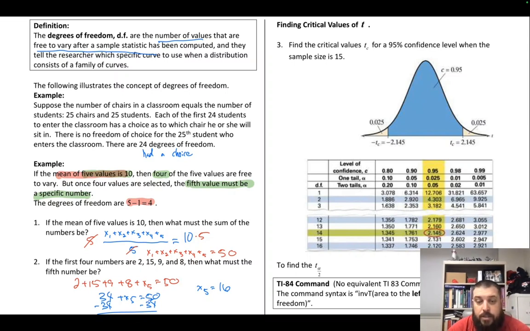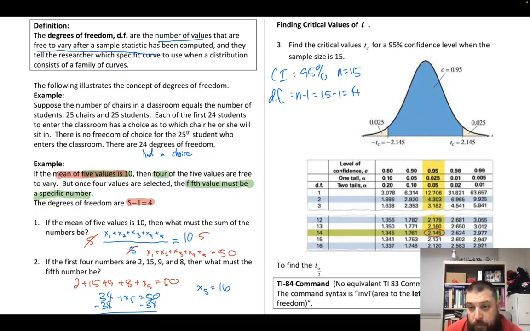All right, so let's look at 3 here. Find the critical value, TC, for a 95% confidence level when the sample size is 15. So let's write down what we know. We have confidence interval, CI, is 95%. All right, our N equals 15. Our degrees of freedom is N minus 1. So 15 minus 1, which is 14.